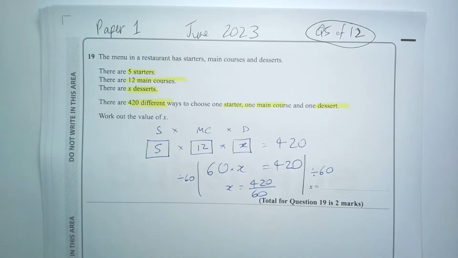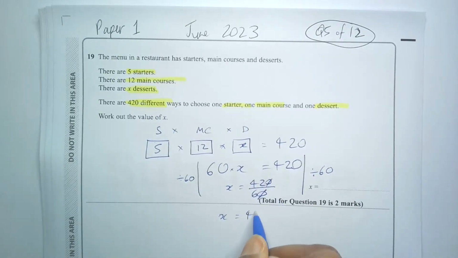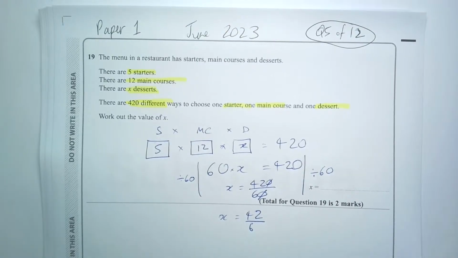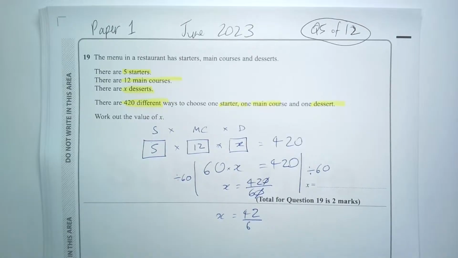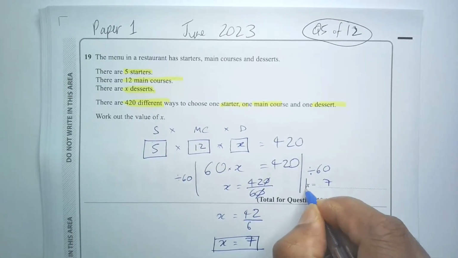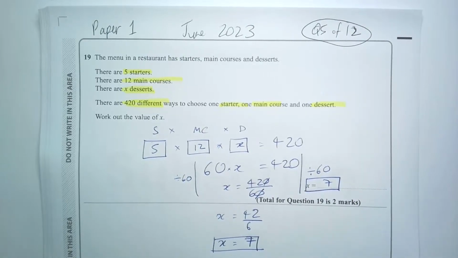Okay, and so we can do 420 divided by 60. How do we do this without a calculator? So the zeros will cancel each other out. 42 divided by 6. My 6 times table: 6 times 7 is 42. So x equals 7. So that is my final answer.